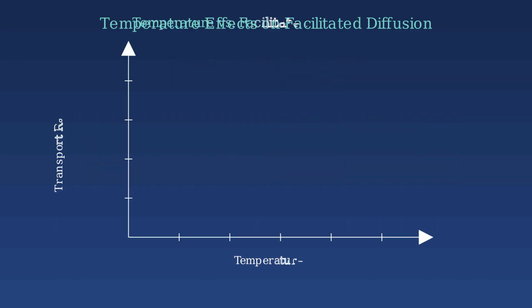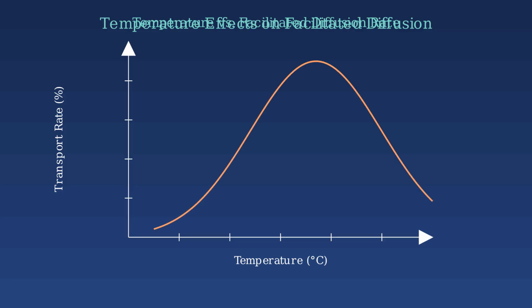This graph shows how temperature affects the rate of facilitated diffusion. The rate peaks at normal body temperature, around 37 degrees Celsius. At low temperatures, the transport rate is reduced due to decreased molecular movement and protein flexibility. At optimal temperature, facilitated diffusion reaches its maximum rate.